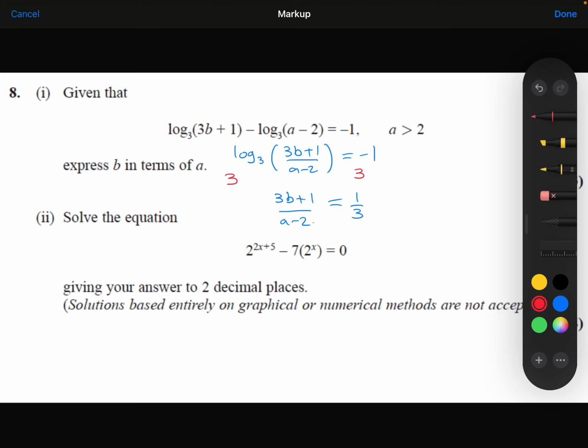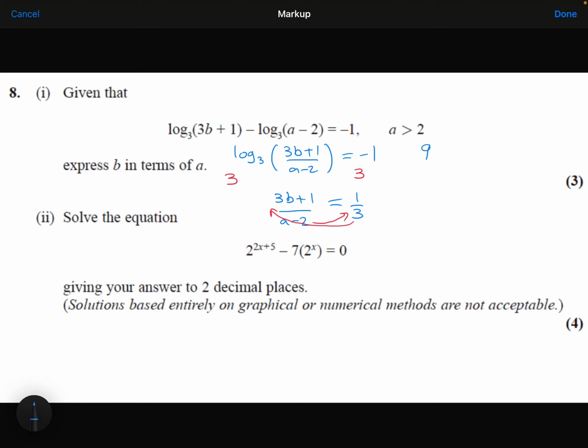I'm now going to multiply by a minus 2 over here and multiply by 3 over here. So I'd get 9b plus 3 equals a minus 2. I'm trying to express b in terms of a. So if I subtract the 3 from both sides to make b the subject and divide both sides by 9, I find that b is 1/9 of a minus 5/9. And that is my answer to part one.